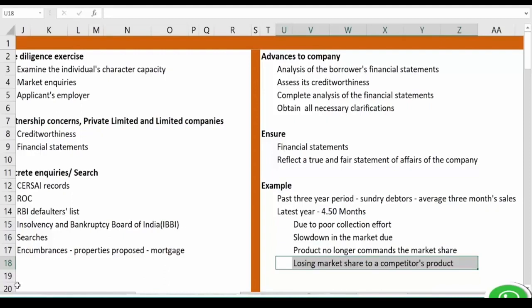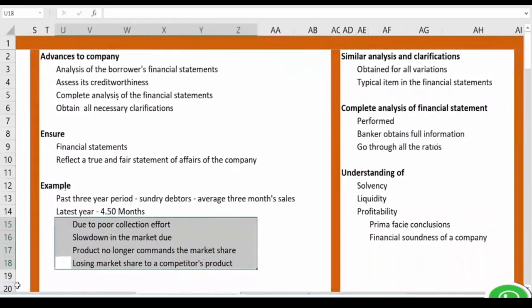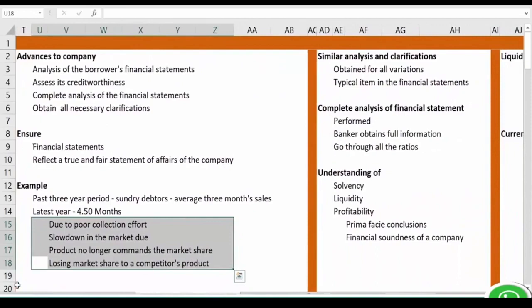All this has to be understood by the banker, because they are lending for their customers' business activities, and if business is going to slow down, it will eventually affect the banker as well. That's why we say there should be a complete analysis of borrower's financial statements.